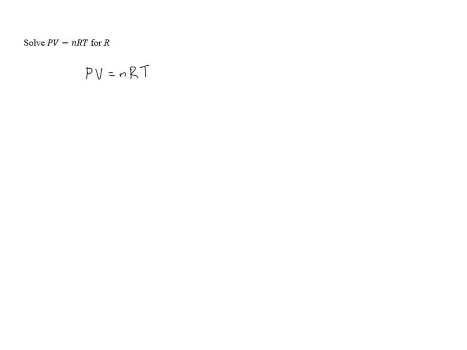And if we look at what's happening to R, it's being multiplied by n, and it's being multiplied by T. And we can actually undo both of those in one fell swoop if we divide by nT. If something's being multiplied by more than one quantity at the same time, we can undo that by dividing by the quantities it's being multiplied by.